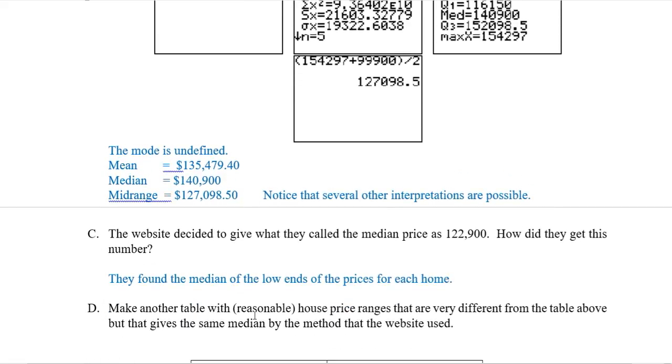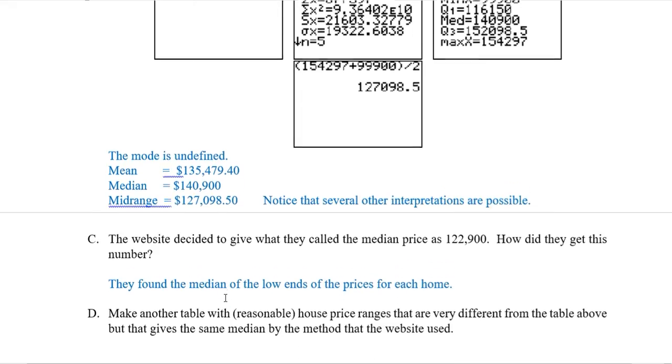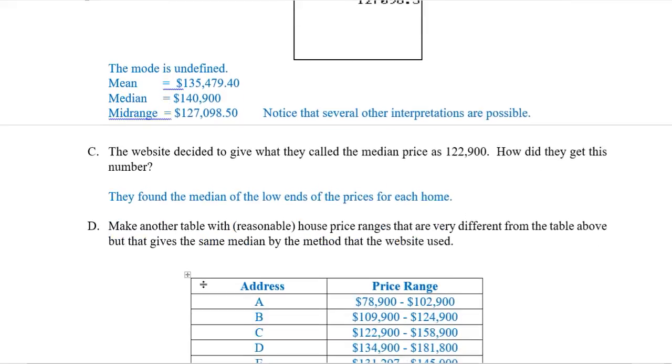The website actually did what they called the median price at 122,900, which is less than the median I did. So what did they do? Well, what they did is they took the low ends and did the median there. For some reason, that's what they did.